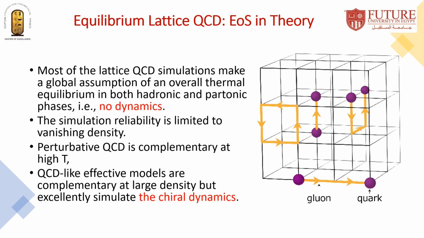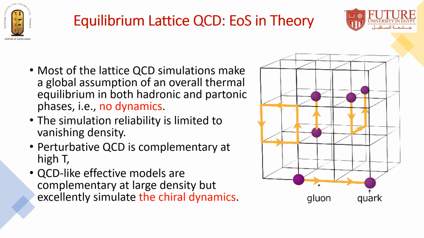As a complement to the perturbative QCD, we have the non-perturbative one, which allows us to go to higher temperature. But for both of them, the reliability is limited to vanishing densities. I mean, if we go to higher, finite density, the reliability of lattice QCD still needs care before drawing any conclusion.